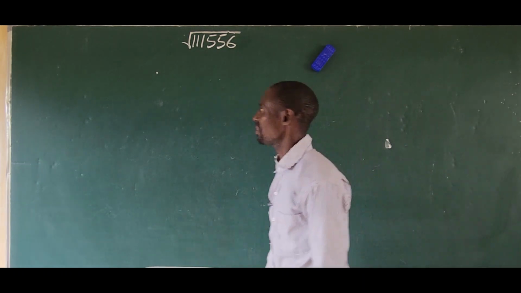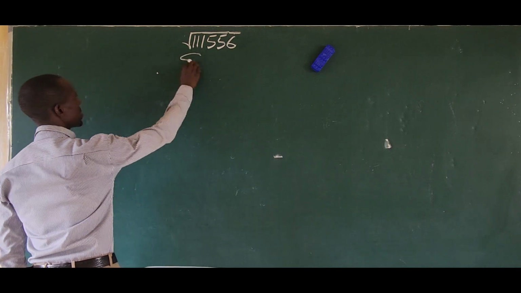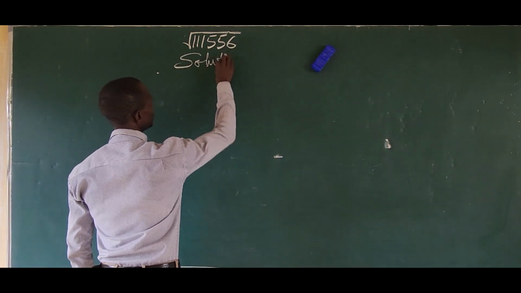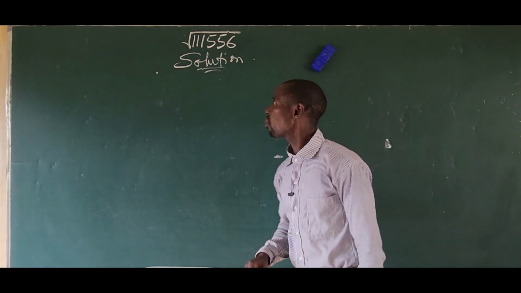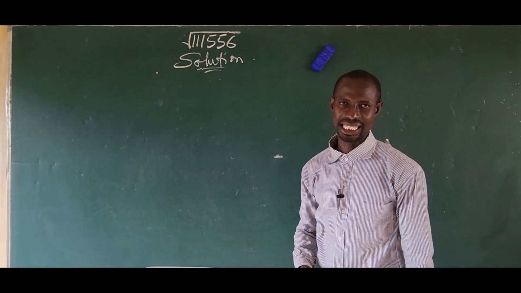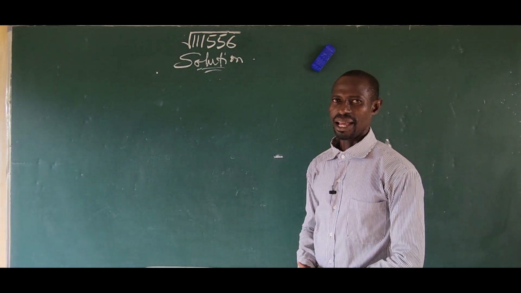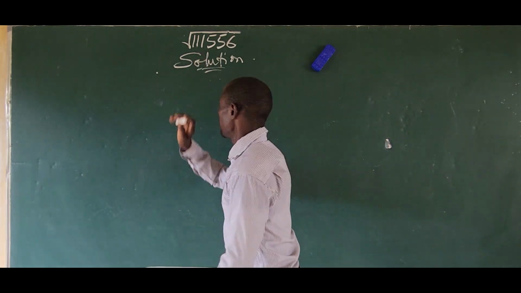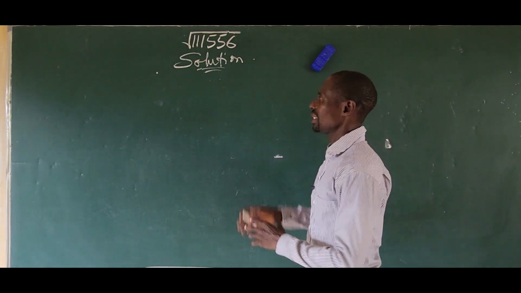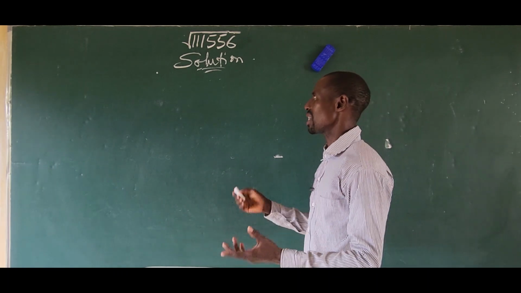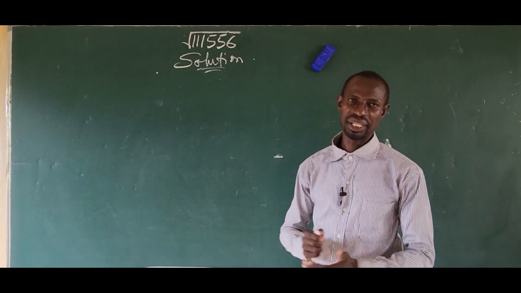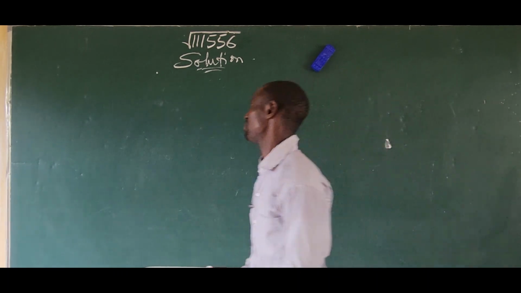So let's take our solution to this. Solution. The question reads, the square root of 111,556. How do we evaluate this? Now, like I normally do in handling radical equations of this kind, I make a simple substitution at the beginning of the solution.